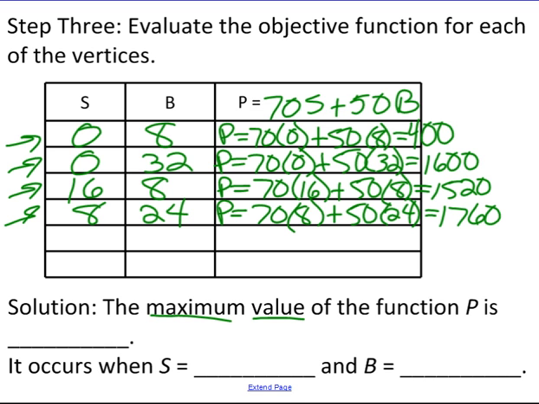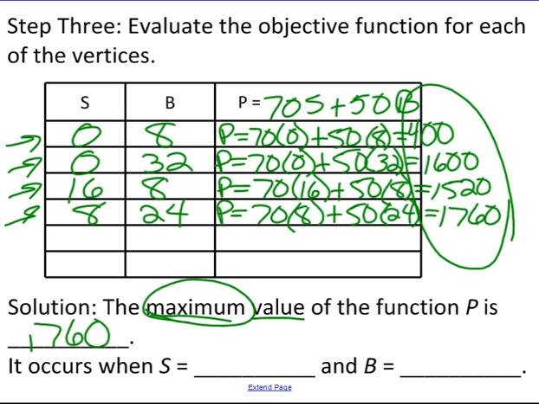Okay, so maximum value. We're looking at these numbers right here. Which one is the biggest? The biggest is 1760. So we have a maximum value of 1760. And this occurs when S, this was this point right here. So S was 8 and B was 24.